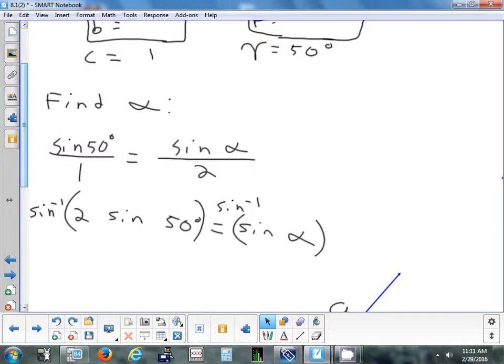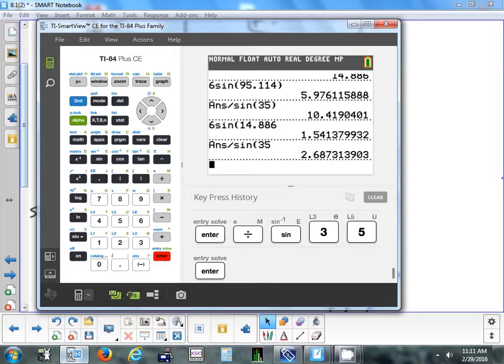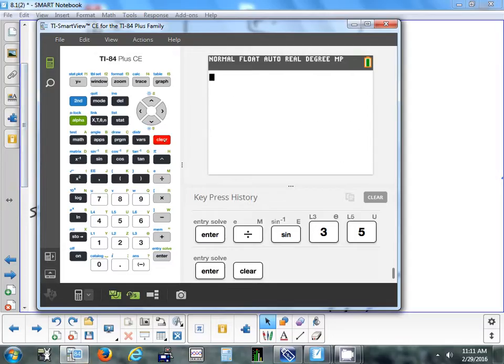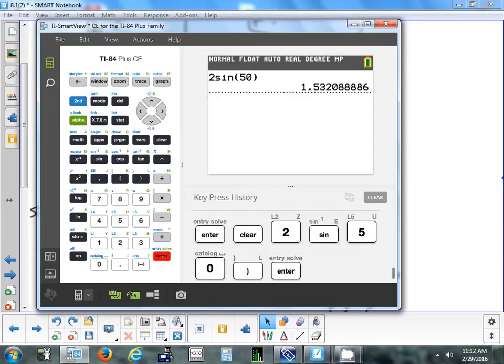Okay, I'm going to do this one in 2 steps. I want you to see what 2 sine 50 is, okay, before I take the inverse sine of it. Okay, 2 sine 50 is 1.53. And now I'm going to try to take the inverse sine of that number. So what's going to happen and why? It's not going to work. Why? It's greater than 1.